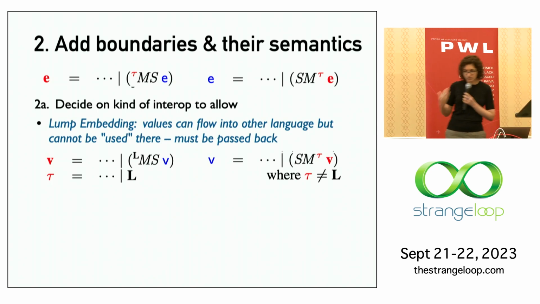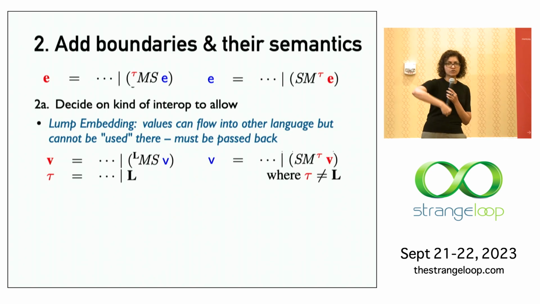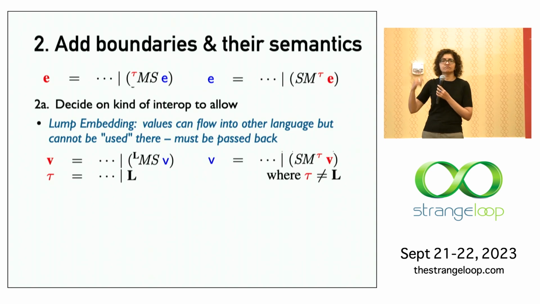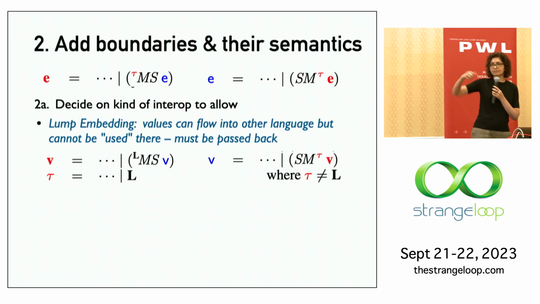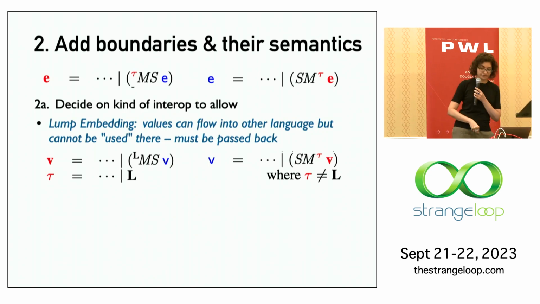Okay, so the mechanics of this is now we have to decide that the values that go across the boundary have this shape. LMSV, V that is wrapped in a lump boundary, and SM tau V, which is essentially going to be an ML value wrapped in a scheme boundary, but it's going to remain as a lump essentially when we carry it around on the other side.